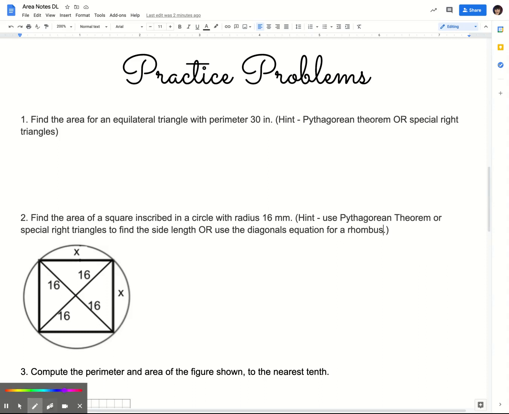Especially with these area problems, I'm hoping you have seen a lot of these formulas before. What you're going to see more often is that in problems, you have to use these formulas in a slightly different way. Rather than me, for example, giving you the base and height of a rectangle and asking you to find the area, I may start with the perimeter of the rectangle and ask you to work backwards to find the area.